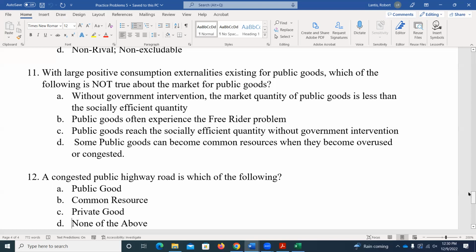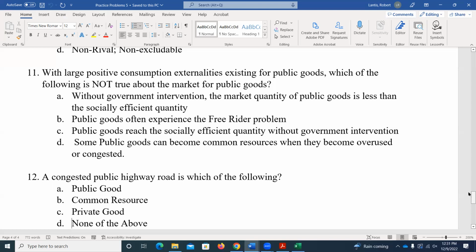I then have congested public highway. This is just referencing what we talked about in class, which is that if it's congested, me using it is preventing other people from getting their entire marginal benefit from that road. So we'd say it's rival. But if it's a public highway, we would say it's non-excludable, right? This would be the idea of a common resource. It was rival and non-excludable.